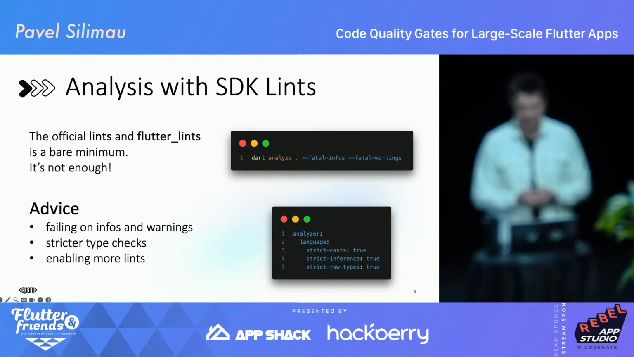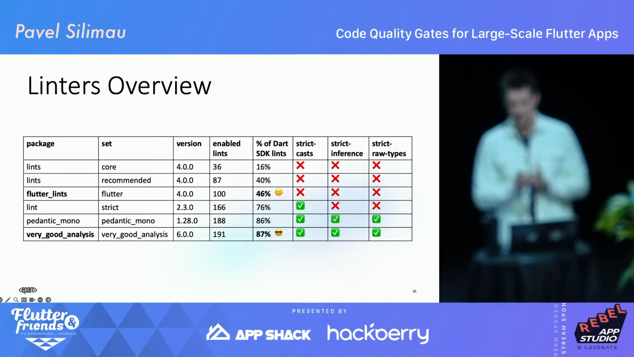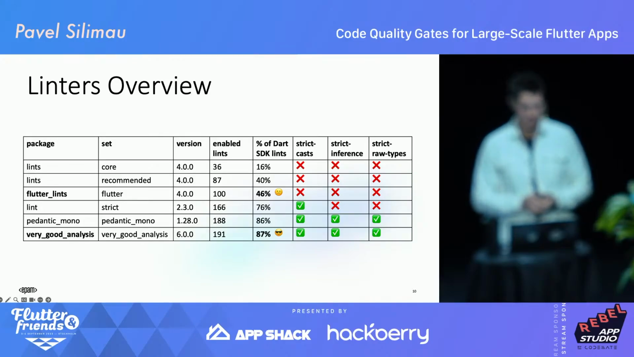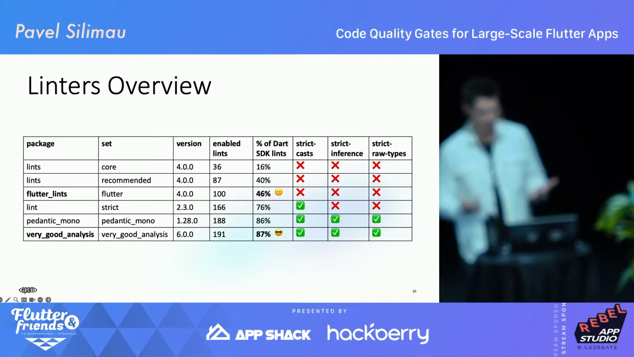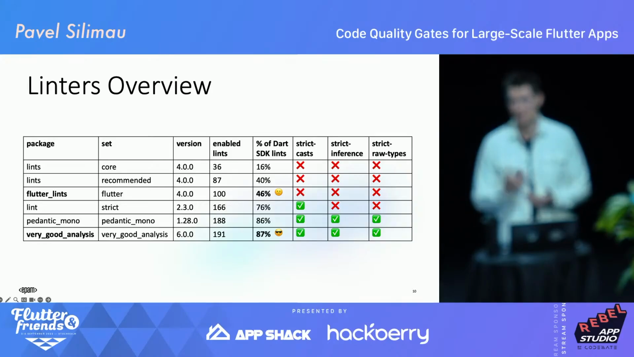As you might have already guessed, the flutter_lints package covers only a subset of the lints available out of the Dart SDK. If you take a closer look at this table, you'll notice that it's less than a half. It's only 46%. And if you, for instance, use very_good_analysis, then your code base should be in twice as good shape.